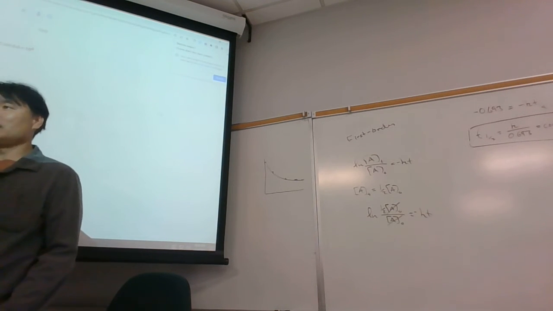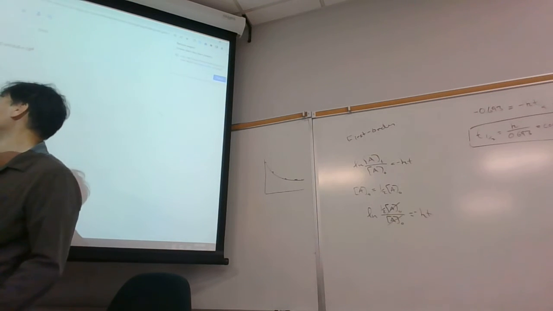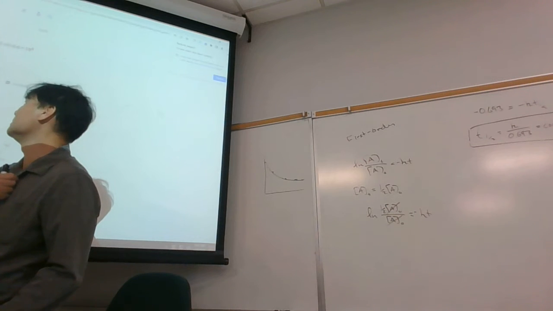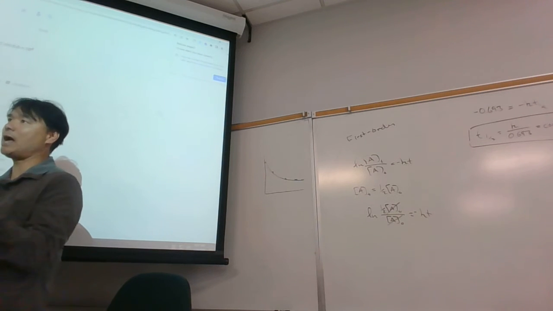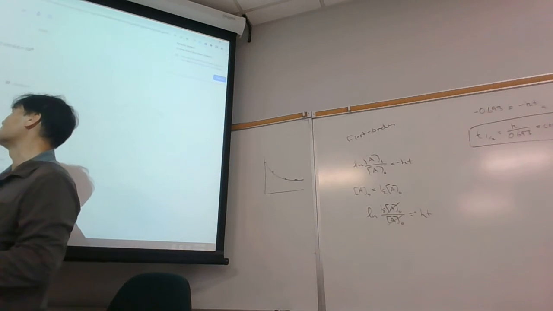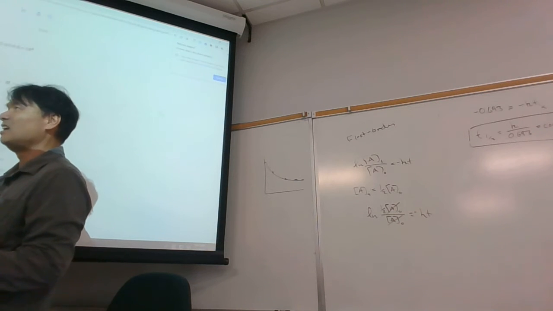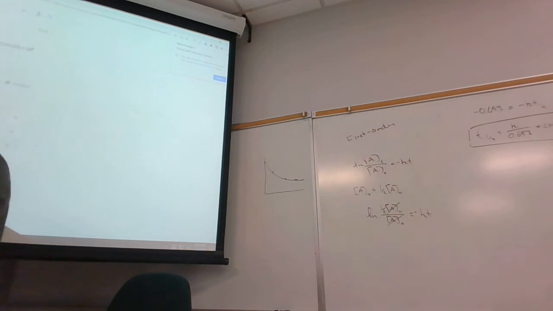But what happens in your body is it happens very rapidly because we have enzymes, and these enzymes provide an alternate path, an alternate mechanism for this reaction to occur. So it happens in less than a second. And so that's where the catalyst comes in.